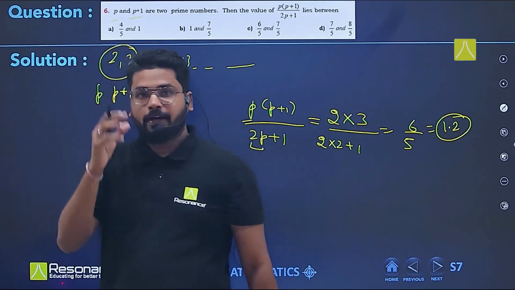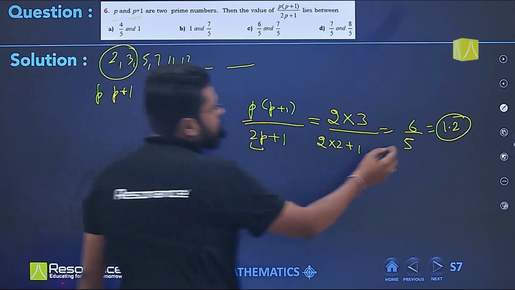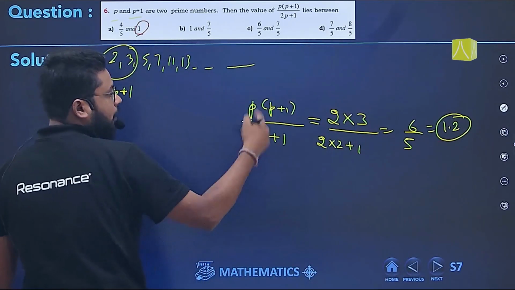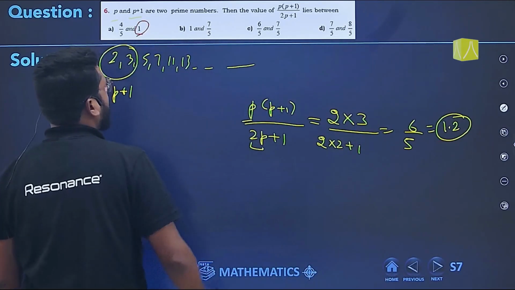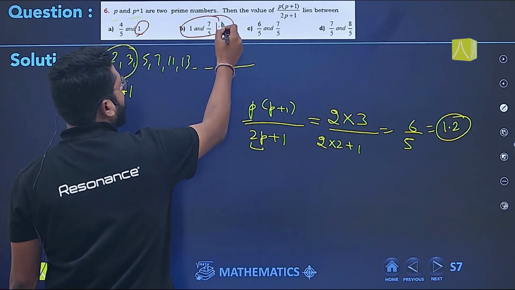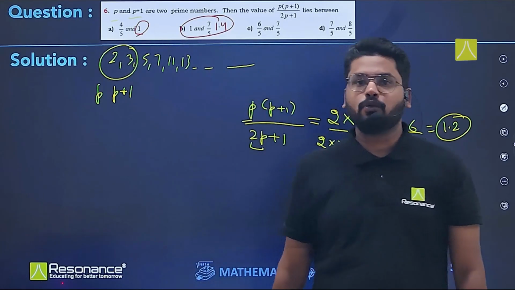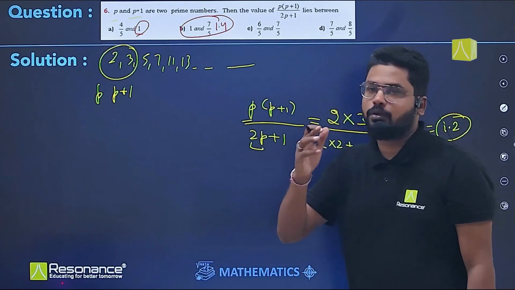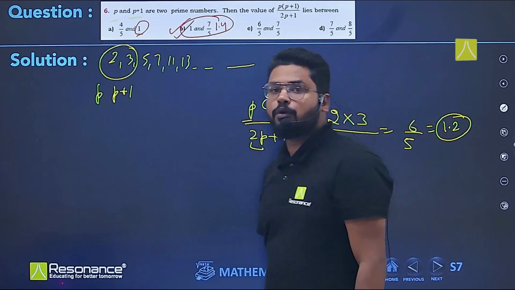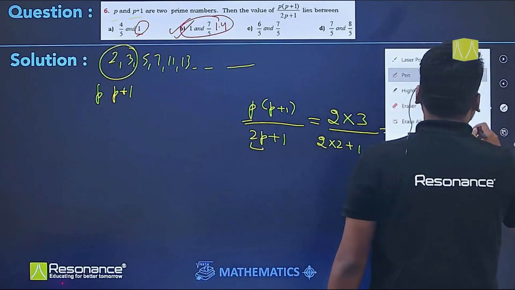And if you try to find where 1.2 lies, in option number 1 you can see that the maximum value is 1. So 1.2 is greater than 1. But in the second option, 7 by 5 is 1.4. So clearly 1.2 falls between 1 and 1.4. So our option number 2 is correct. Okay. Now we'll move to the next question.